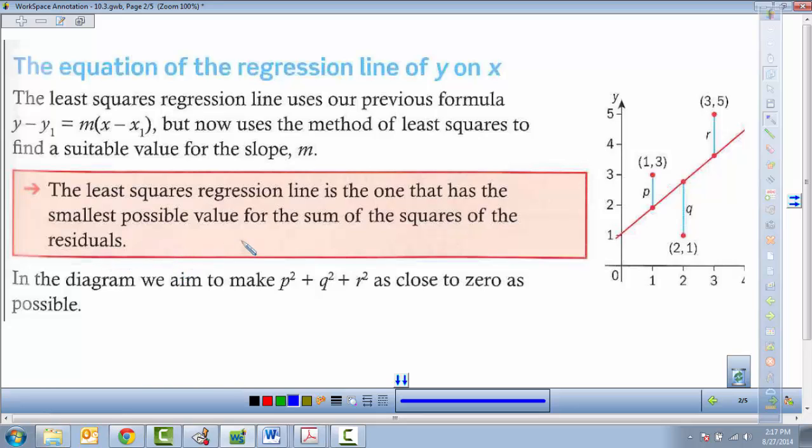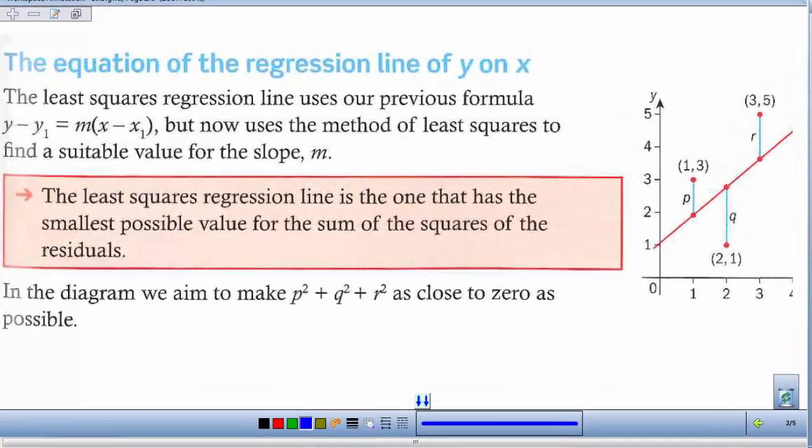It's similar to standard deviation. If we just added these up, this q would cancel out the p and the r, and we'd be seemingly closer to this line than we actually are. By squaring them all, we're turning all the numbers positive, and we're trying to minimize that sum of the squared residuals. So in this picture, we're trying to make p squared plus q squared plus r squared as close to zero as we can. The only way it can be exactly zero is if the points themselves were collinear.